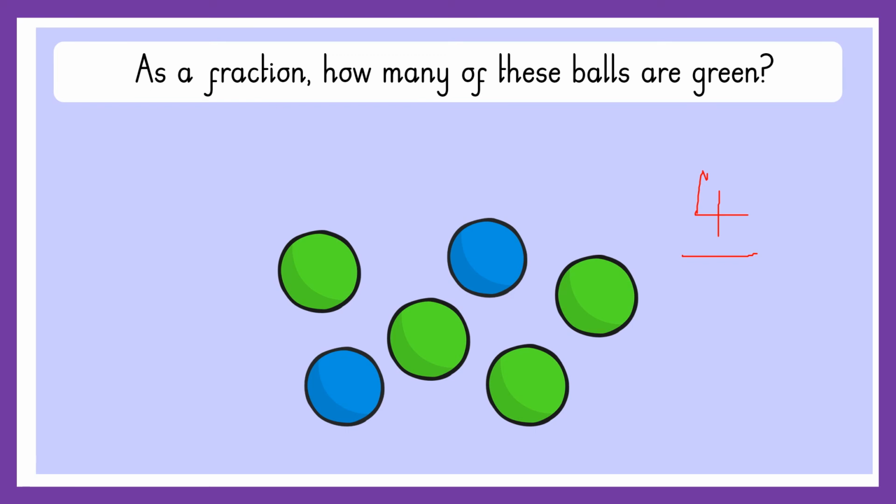Our denominator is how many balls there are altogether. Let's count them. There are 1, 2, 3, 4, 5, 6 balls altogether. So our denominator is 6. So the fraction of balls that are green is 4 out of 6, or 4/6.